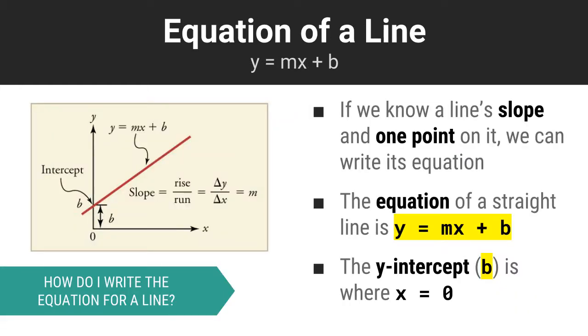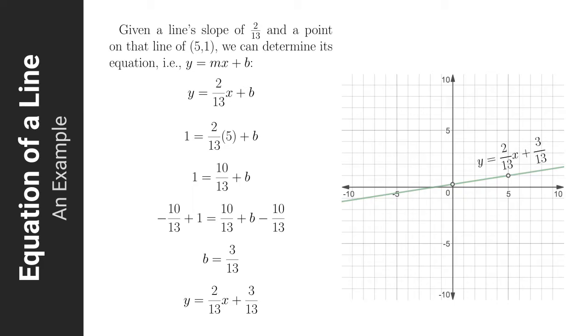If you know a line's slope and one point that runs through it, you can calculate the equation for that line. This is commonly referred to as y equals mx plus b, where b represents the y-intercept. Remember, the y-intercept is where x equals 0. In other words, the y-intercept is where the line crosses the vertical y-axis. If you know the equation of a straight line, then you can find any point on the line using basic algebra. Let's take another look at the example that we've been working with.